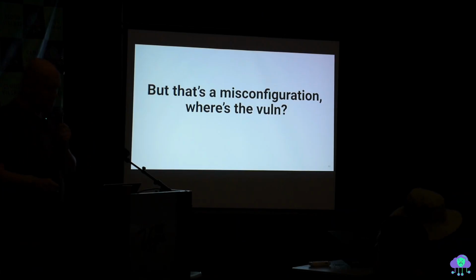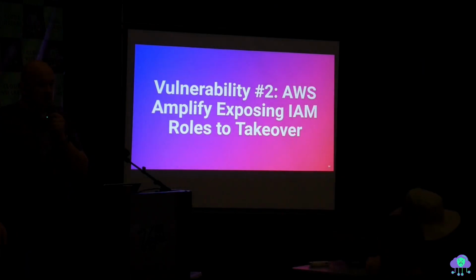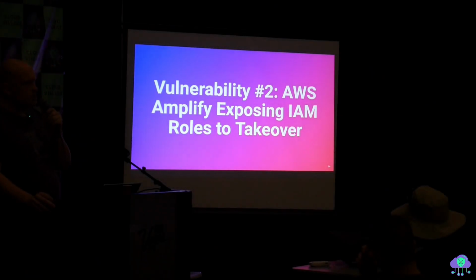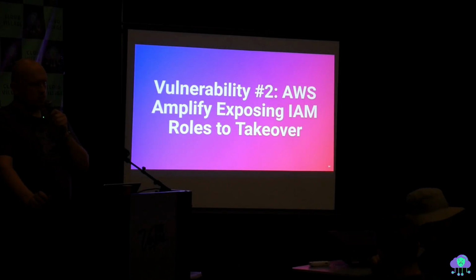And so at this point, you're probably thinking, well, Nick, I was promised a second vuln. You're calling this a misconfiguration. What gives? Well, this is where things get weird, and we dive into our second vulnerability, the AWS Amplify service exposing IAM roles to take over.